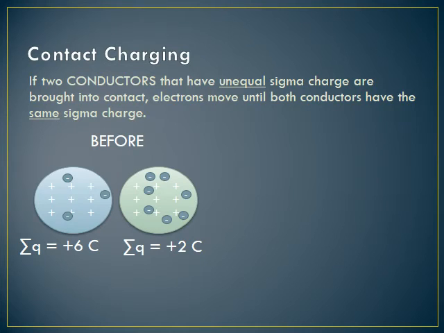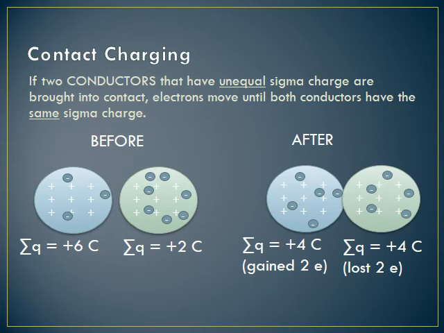The way this looks at the subatomic scale, you've got these two conductors that start with different amounts of sigma q. On the left, we have a positive 6 coulomb conductor. It's got 3 more protons than electrons. And on the right, you've got a positive 2 coulomb conductor, so it's got 2 more protons than electrons. When you touch them to each other, those electrons are going to spread out. They don't like being piled up on that right conductor. They'd prefer to be over on the left conductor where they've got a little bit more space.